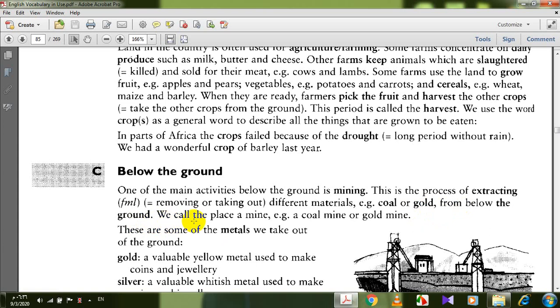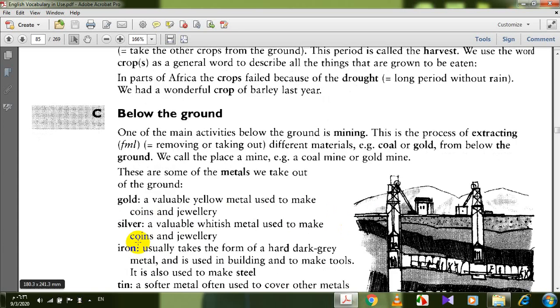Okay? We call the place a mine. Mines are places where we go and extract different materials. This is the mine, okay? We call the place a mine, like a coal mine or a gold mine. These are some of the metals we take out of the ground.